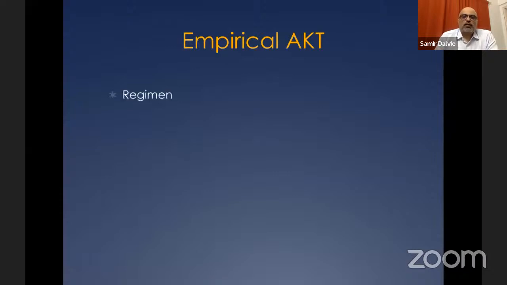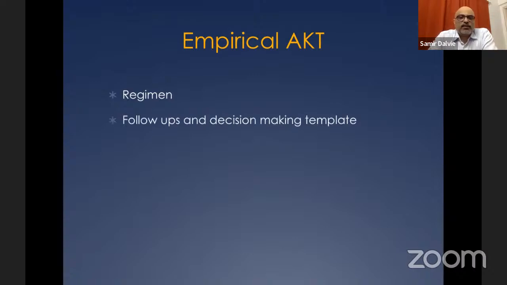So basically, empirical AKT means what? It means that you have a patient, you have been unable to come to a precise diagnosis, but at the same time, you are quite in favor that this is likely to be TB based on the clinical and the radiological features. So you may be wrong, but you are likely to be right, and you give AKT and you monitor the patient. So number 1, you need to give the proper regimen, whatever are the drugs. You can't give a half-hearted regimen. You have to give a proper regimen. You need to have a follow-up and have a decision-making template.